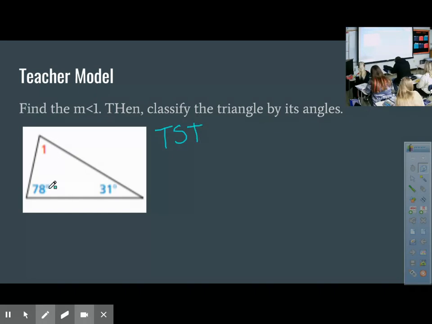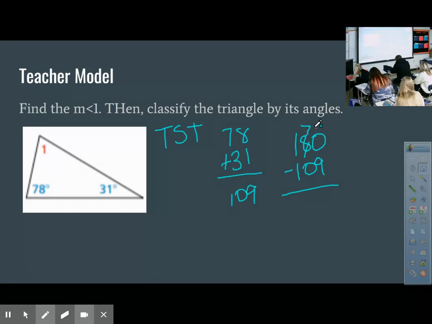Okay, so first I would see what these two add up to be, 78 plus 31. That's 9, that's 10. So these two add up to 109. So to figure out angle 1, I would just do 180 minus 109. And that's 71 degrees. So the measure of angle 1 is 71 degrees.